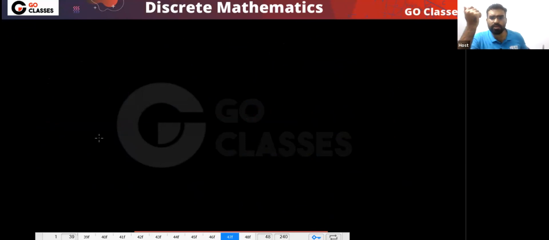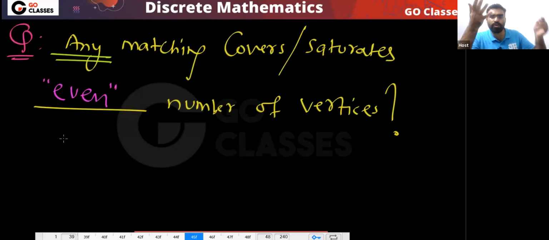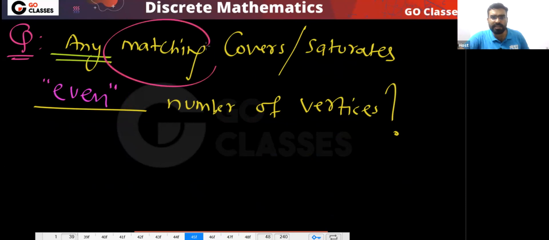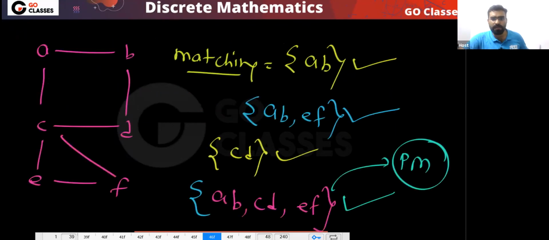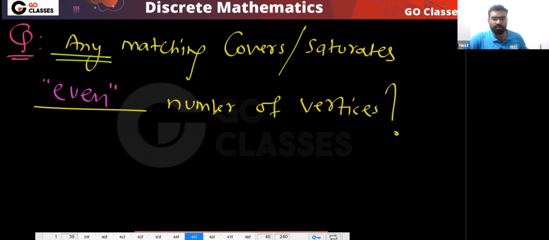From the marriage example, just think from the marriage point of view: man, women, marriage. So how many people will be covered by marriage? An even number of people will be covered by marriage. So very simple, that is the same idea. You can think of matching in terms of marriage. So this is your first question.